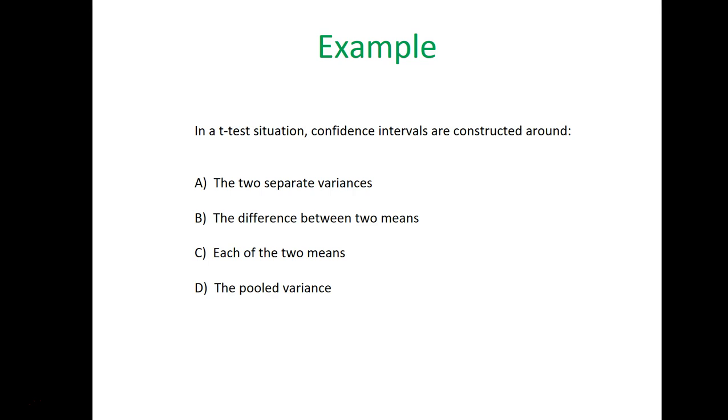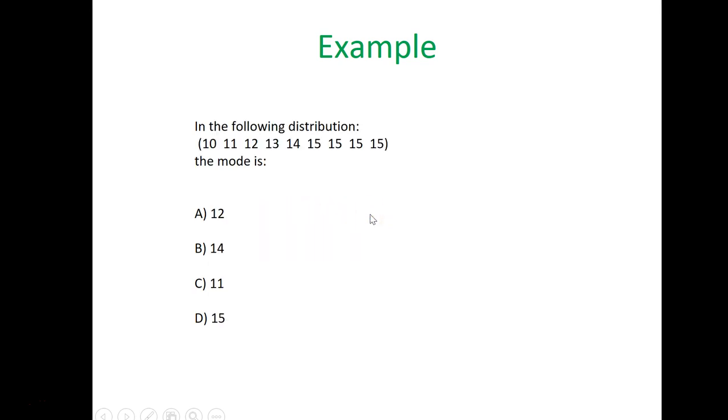Examples. Here are some examples from the test. In a t-test situation, confidence intervals are constructed around what? Two separate variances. It's going to be B. Okay? How do you know this? Because a t-test is comparing two means to see if they're different. How do we determine if things are different? We subtract them and see if they're 0. So we're looking for the difference between two means. Is the mean mark of this stats class different from the mean mark of the other stats class? That's what a t-test is doing.